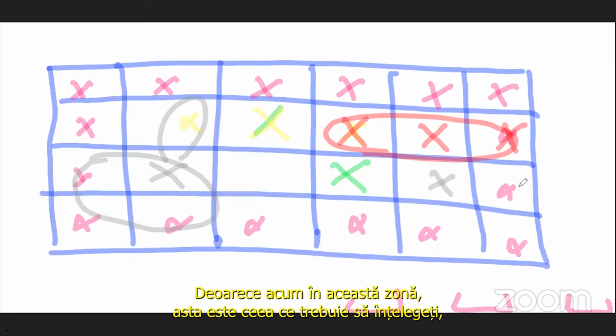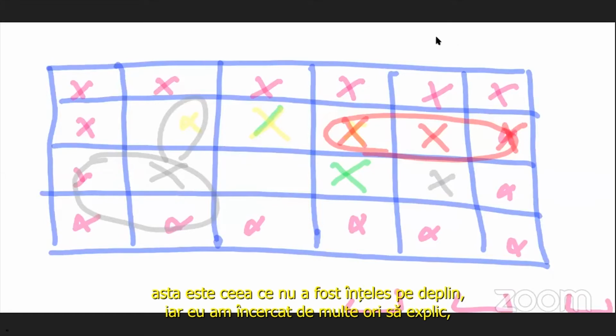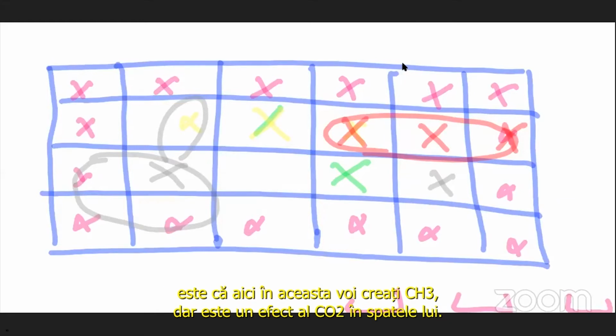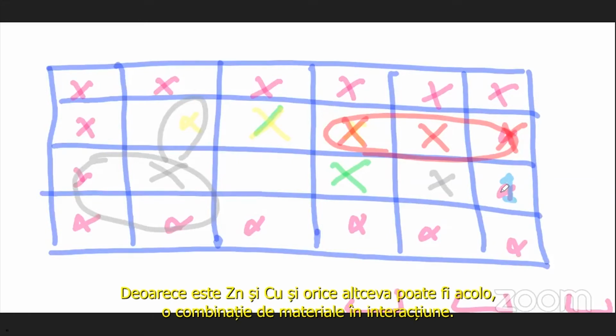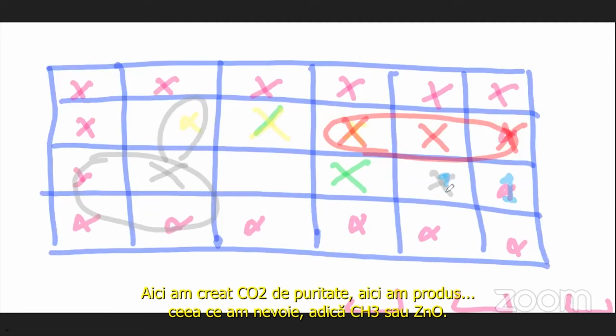Because now in this area, this is what you have to understand. This is what has not been understood fully, and I have tried many times to explain: here in one, you create a CH3, but there is a CO2 effect behind it, because it's zinc and copper and everything else could be in that combination of material in the mesh. Here I create CO2 purely. Here I produce what I need, add CH3 or zinc oxide.